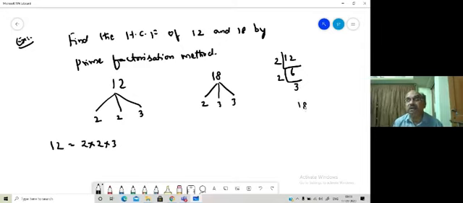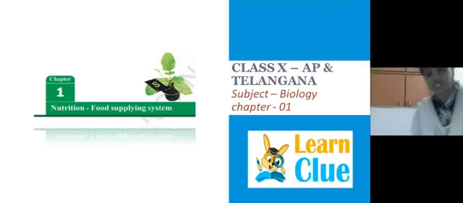Let us go for 18. The prime factors are: whenever you are going to find the prime factors, you have to start with the lowest prime number. The lowest prime number is 2, the smallest prime number.